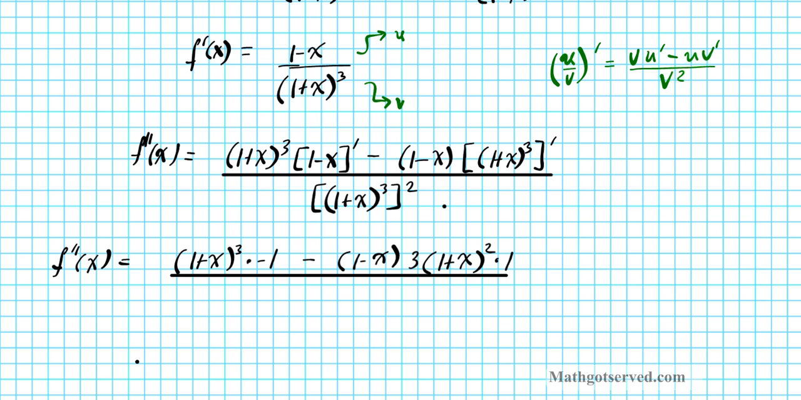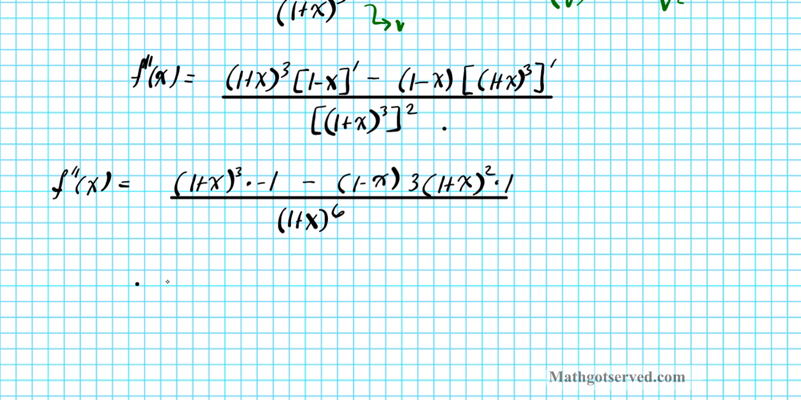So the denominator squared, we have 1 plus x quantity raised to the third power, squared. Actually, let's just simplify that. We just multiply the powers. So 3 times 2 is 6. Okay, now we're done differentiating. Let's go ahead and simplify.